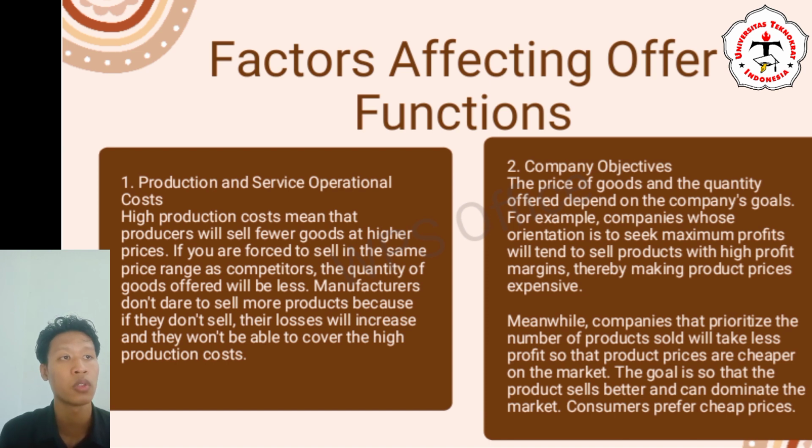Number 2, company objective. The price of a good and the quantity offered depend on the company's goals. For example, a company whose orientation is to maximize profit will tend to sell products with a high profit margin, thereby making the product price expensive. Meanwhile, companies that prioritize the number of products sold will take less profit, so that product prices are cheaper on the market. The goal is so that products sell better and can dominate the market. Customers prefer cheap prices.